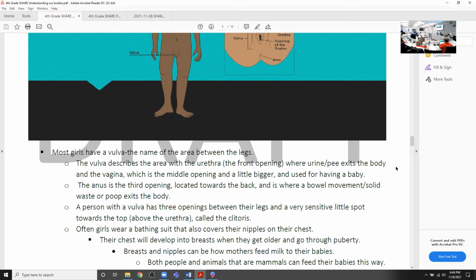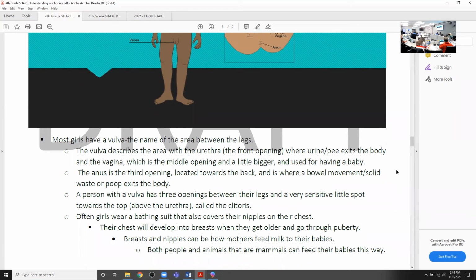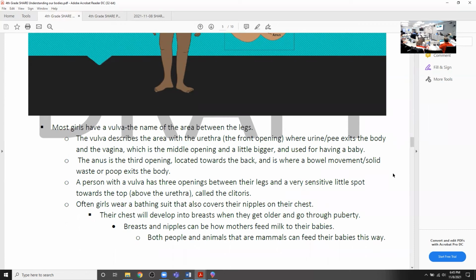Often girls wear a bathing suit that also covers their nipples on their chest. Their chest will develop into breasts when they get older and go through puberty. Breasts and nipples can be how mothers feed milk to their babies. Both people and animals that are mammals can feed their babies this way.